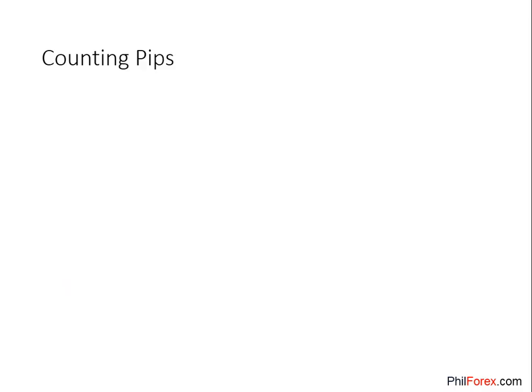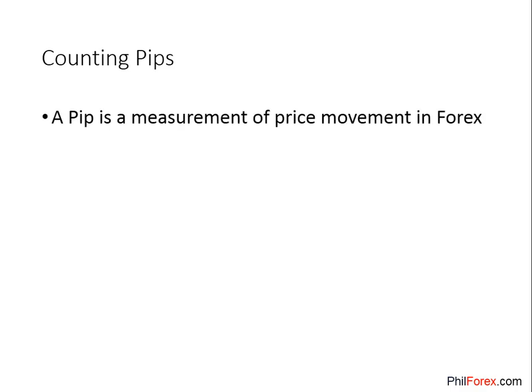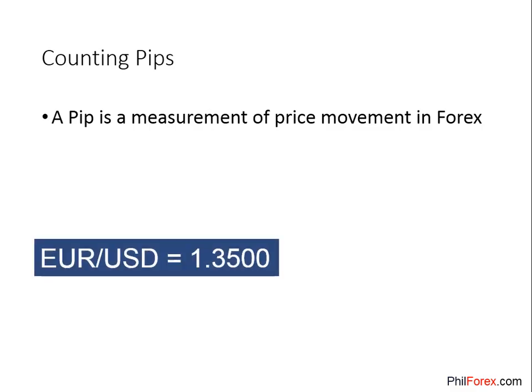Now, I mentioned points and pips earlier. So what are they? Let's talk about counting pips. A pip is a measurement of price movement in Forex. Remember, I told you earlier that we always count from the fourth decimal place. Now, this is where it applies.